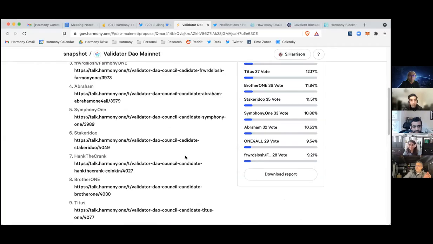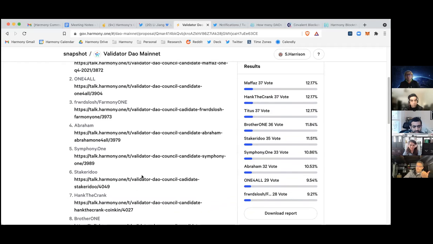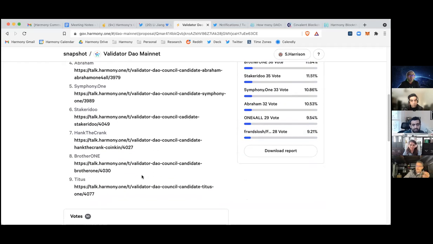Okay. Right. The one other thing before I let you guys go, you may already know this, but the Validator DAO has had their election as well. So we have nine. I'm looking through the list right now. I think we have nine brand new validators running the Validator DAO. Let's see, where's my screen share? So there you go. They all were elected. Mephaz, One for All, Farmony, Abraham, Symphony One, Stake Redo, Hank the Crank, Brother One, and Titus are your new Validator DAO governors.